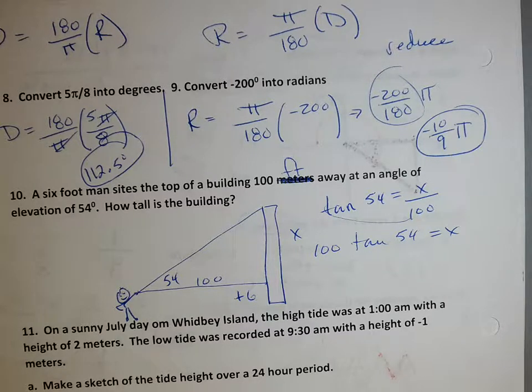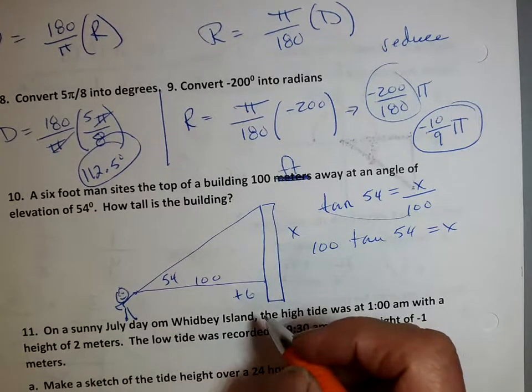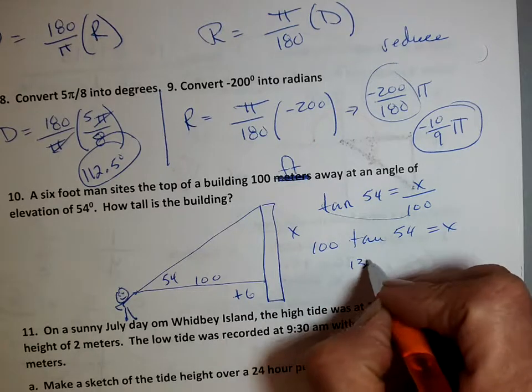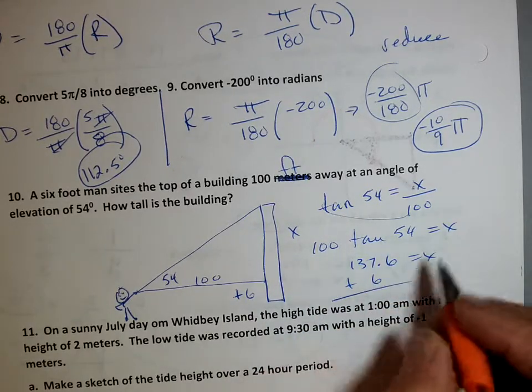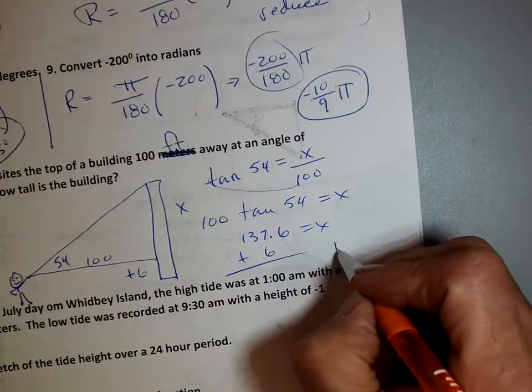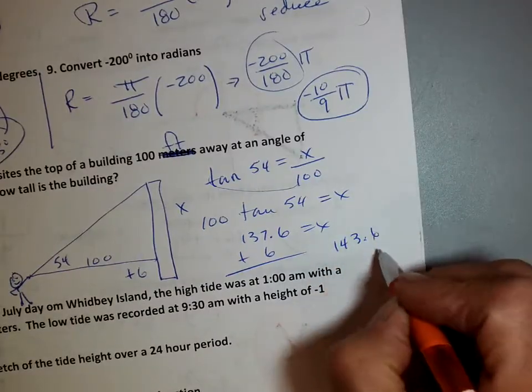All right. Lauren, what'd you get? I mean, Colby, what'd you get? 137.6 equals x, and then add 6 for the 6 feet. What's that, 143 feet? Yeah.